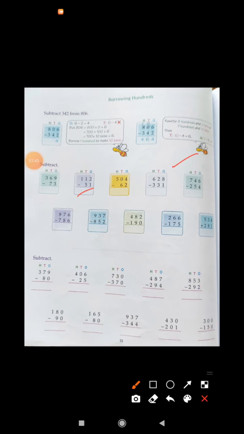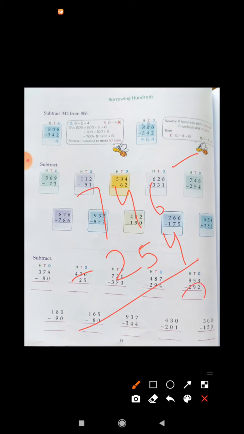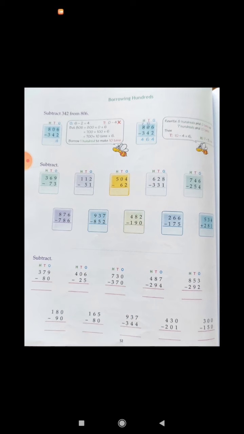This one, 746 minus 254. 6 minus 4 is 2. 4 is less than 5. Take borrow from hundreds place. Here will be 14 and here 6. 14 minus 5 is 9 and 6 minus 2 is 4. The answer is 492. This one you do yourself in homework.